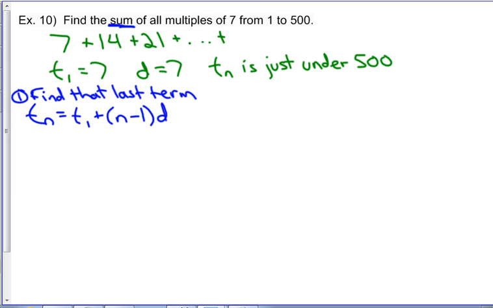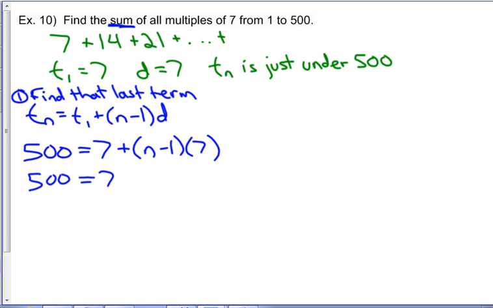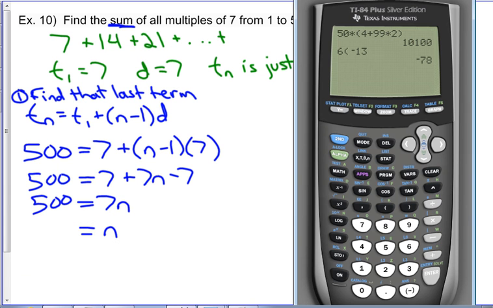So I'm going to sub in 500. It may or may not be part of the sequence, I don't know. n minus 1, d is 7. I'll simplify this: 500 equals 7 plus 7n minus 7, so 500 is 7n. Then we'll figure out what n is. If 500 were part of the sequence, we'd be looking at the 71.4th term.